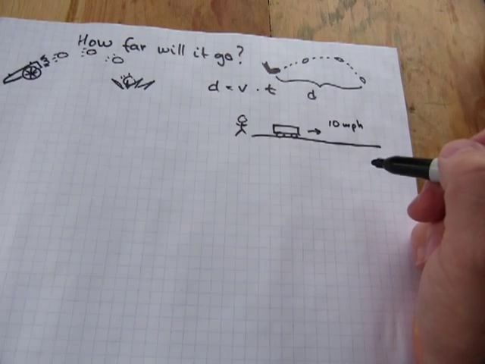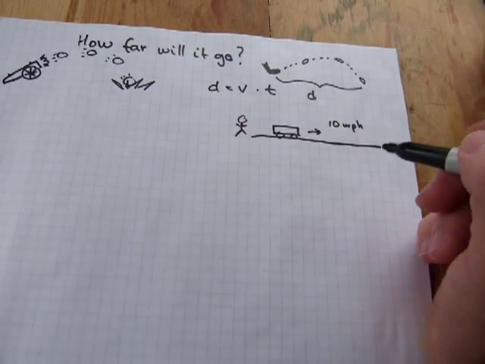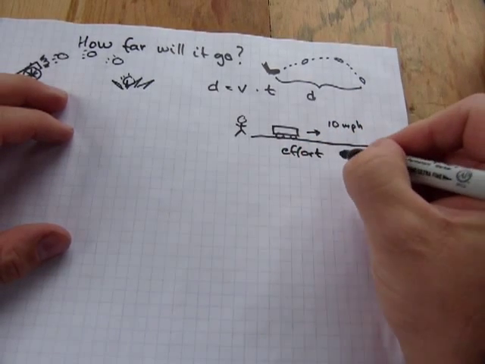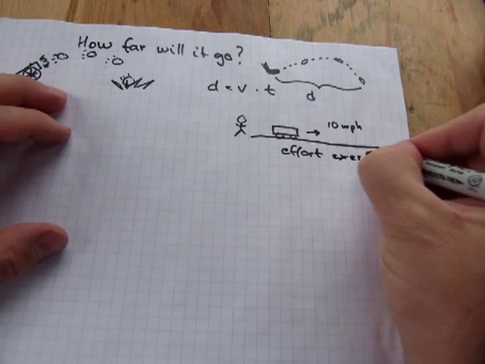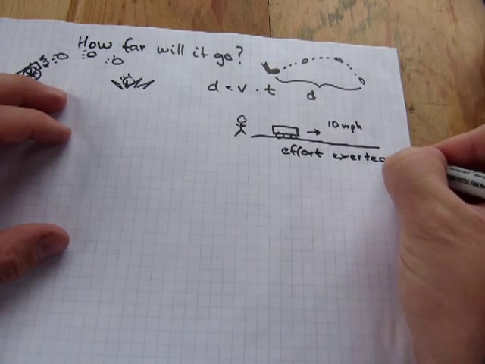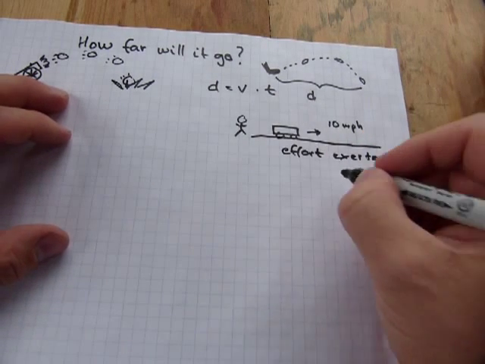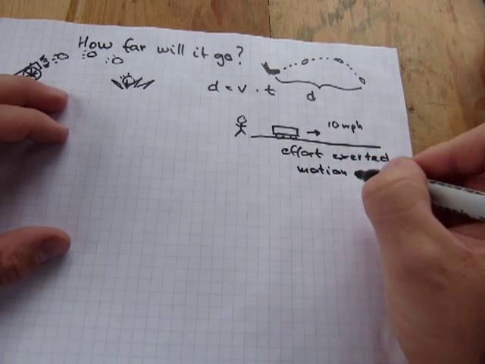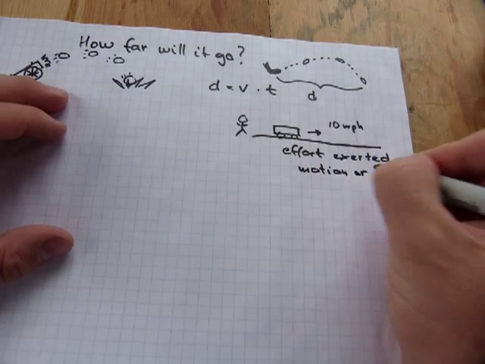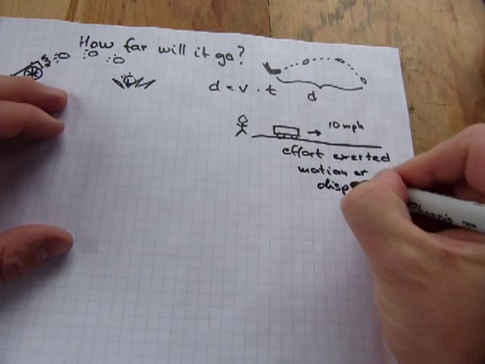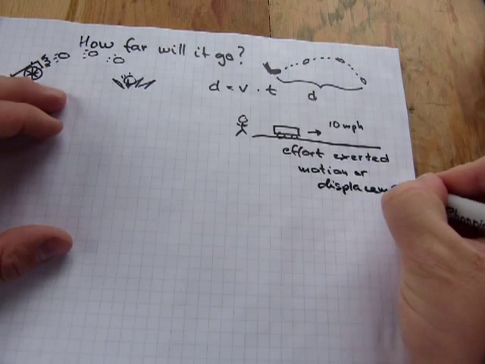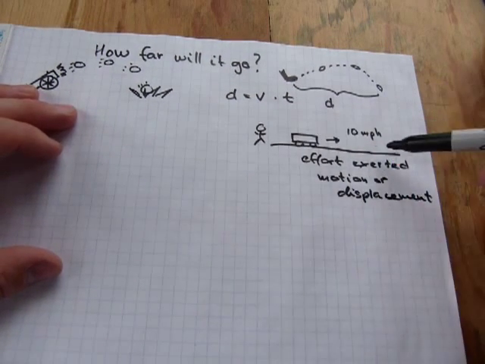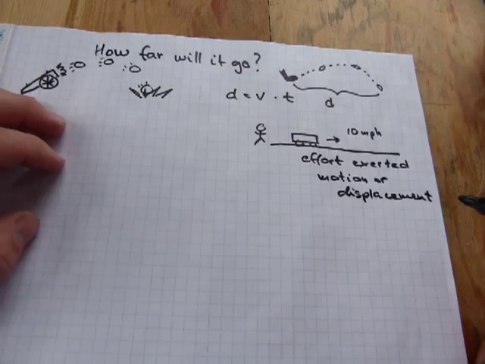all the speed, all the effort is being exerted in the direction of motion, otherwise known as displacement. Okay, when a car is just going along a road, it's pretty straightforward.